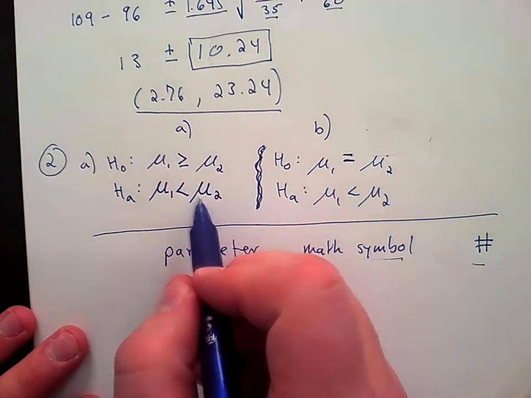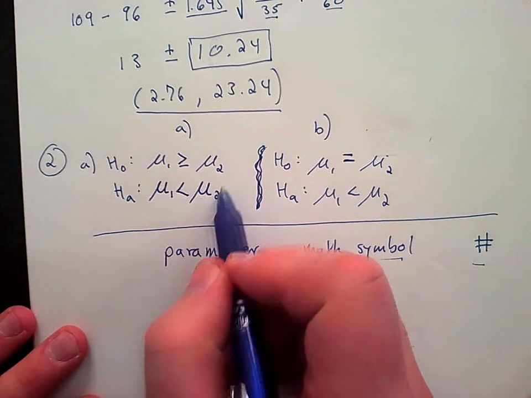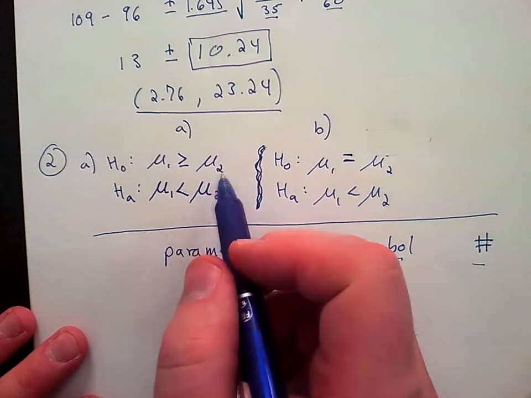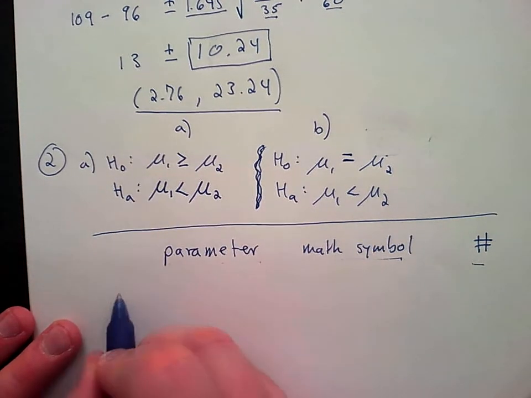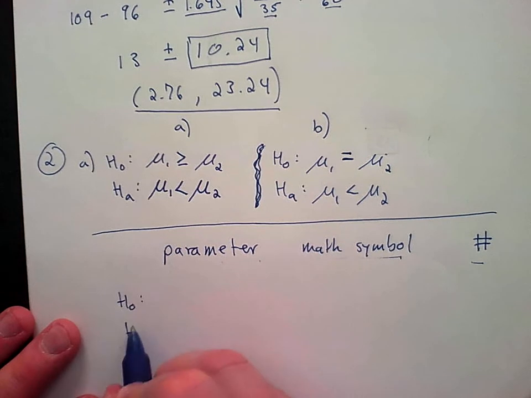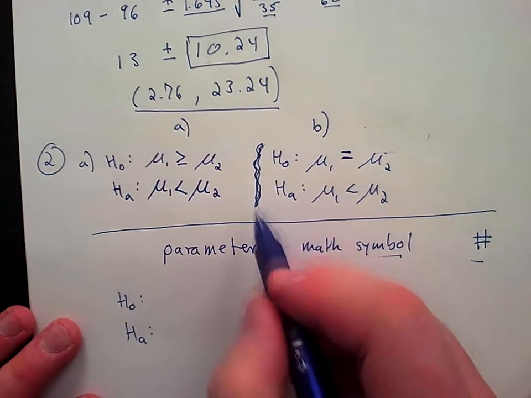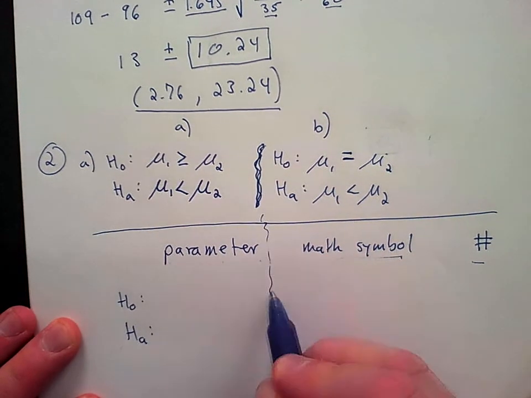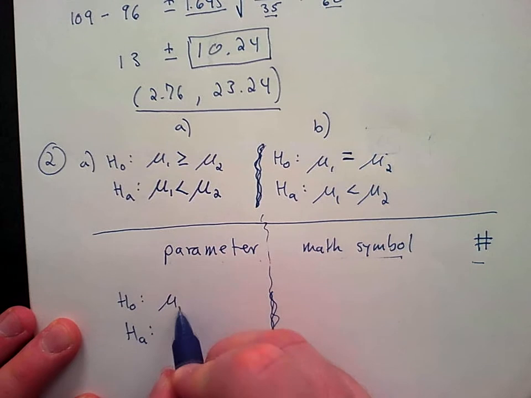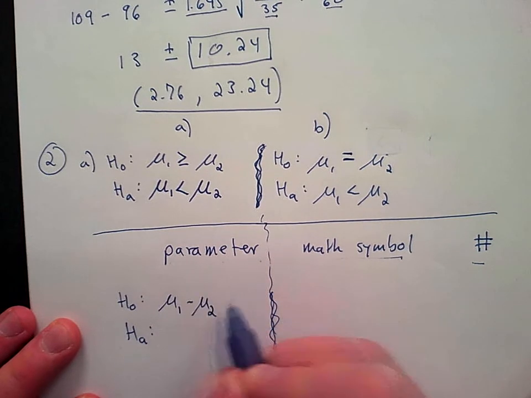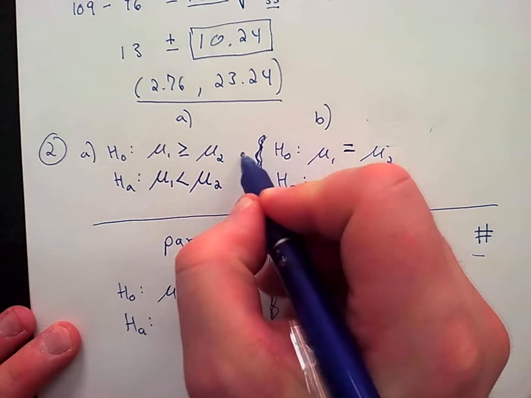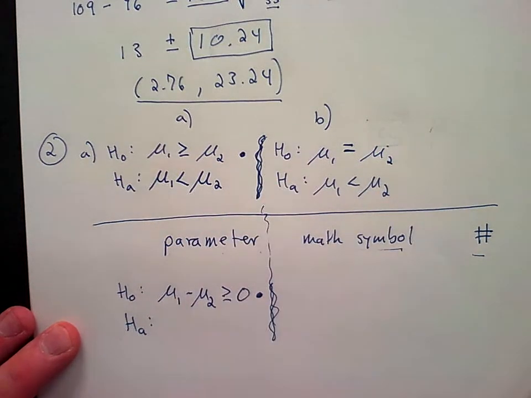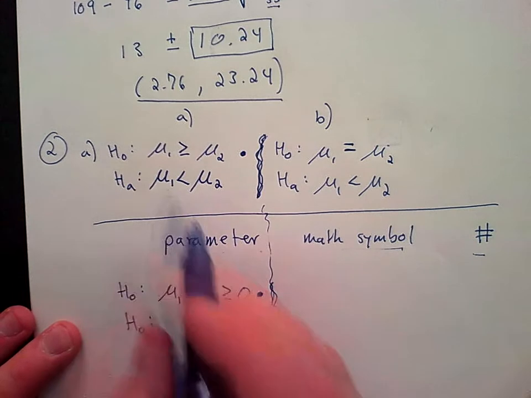Well, what we can do is, if we want to have some number on this side instead of these parameters, what we can do is just subtract them to the other side. So here our null hypothesis and our alternative hypothesis, again here in this case, it's just going to be mu1 minus mu2 is greater than or equal to 0. I subtracted mu2 from both sides to go from this one right here to this one right here. Right, is everybody good with that?